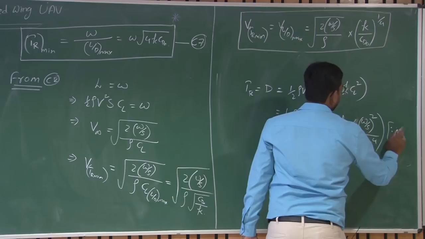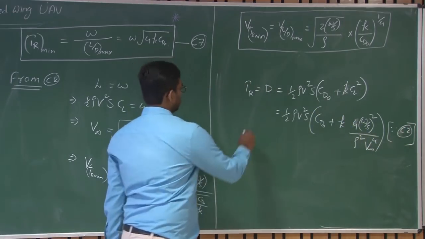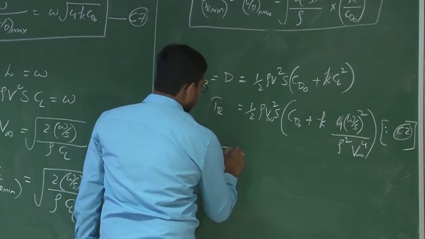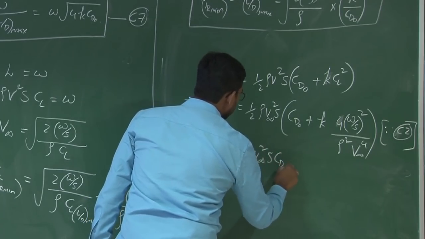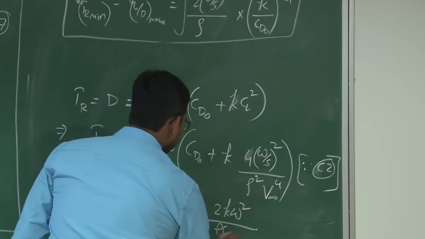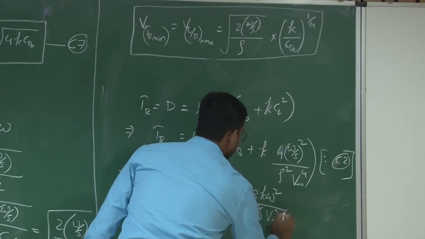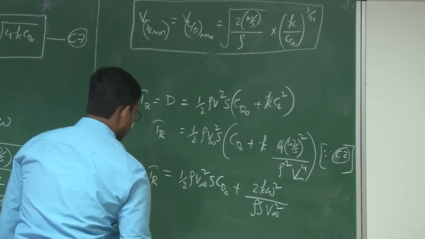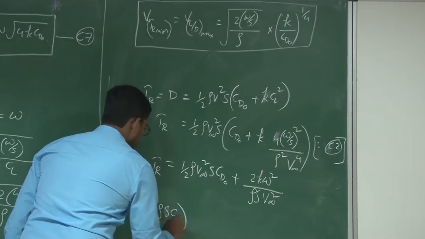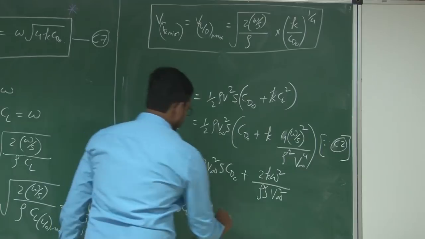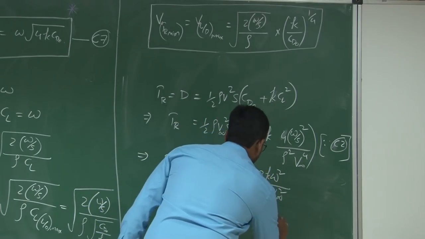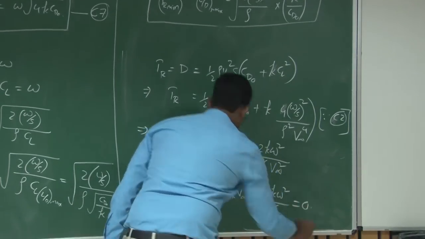since during level flight L equals W, from equation 2. Right? This is your thrust required. Now this equals TR is equal to half rho V infinity square S CD naught plus 2 K W square divided by rho S V infinity square. Right? This equals half rho S CD naught into V infinity raised to the power of 4 minus TR into V infinity square plus 2 K W square divided by rho S equals 0.